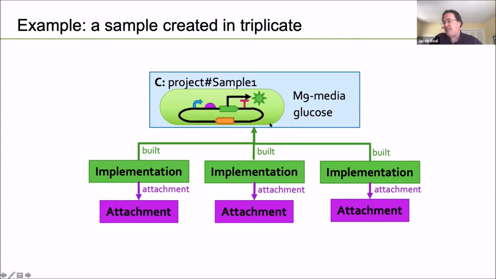So I talked about this sample where we're going to have this transformed cell that we're going to grow in M9 media supplemented with glucose. And if I want to talk about this being in triplicate, that's where I use implementation. I'm going to build 3 instances of it and then say attach data that came out of each of those instances with an attachment.